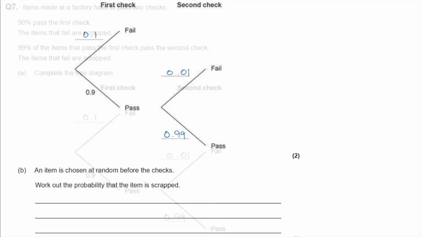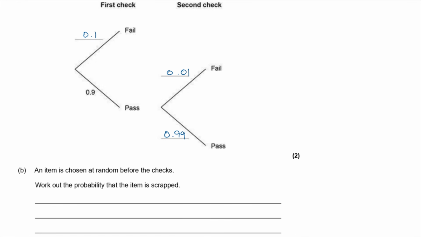Okay. Part B says an item is chosen at random before the checks. Work out the probability that the item is scrapped. Now actually there's 2 different routes that can happen here. Either it fails on the first selection, in which case it is then binned, or alternatively it could pass the first inspection but fail the second one, and then it would be binned. So we need to work out those 2 probabilities and then add them together, because it's one or the other, and "or" in probability means add.